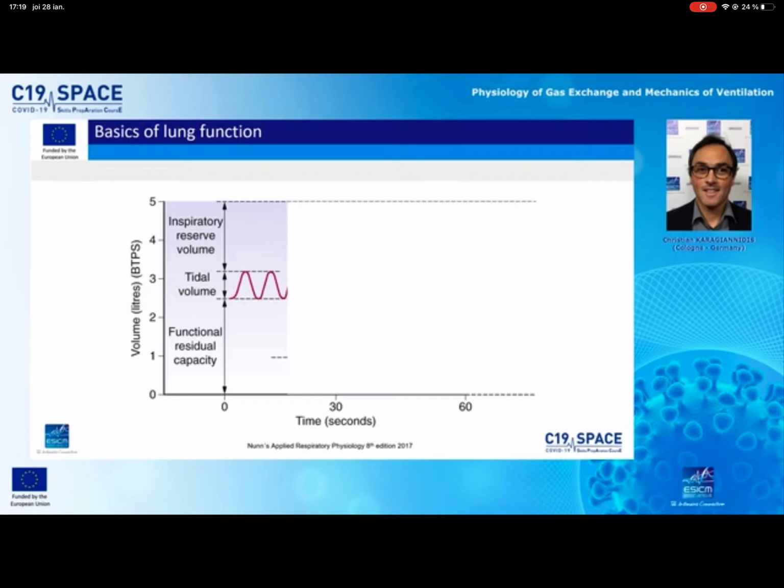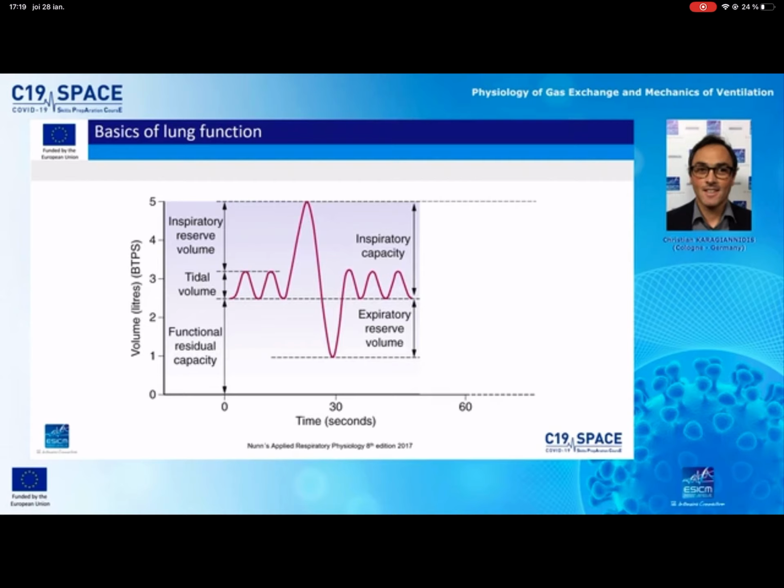Beginning with this normal breathing and with your normal tidal volume, you can do a very deep inspiration. And this volume, which is mobilized then during deep inspiration, is called the inspiratory reserve volume. If you expire then, until you cannot expire more, you have a certain volume which is below the usual tidal volume, and we call that the expiratory reserve volume.